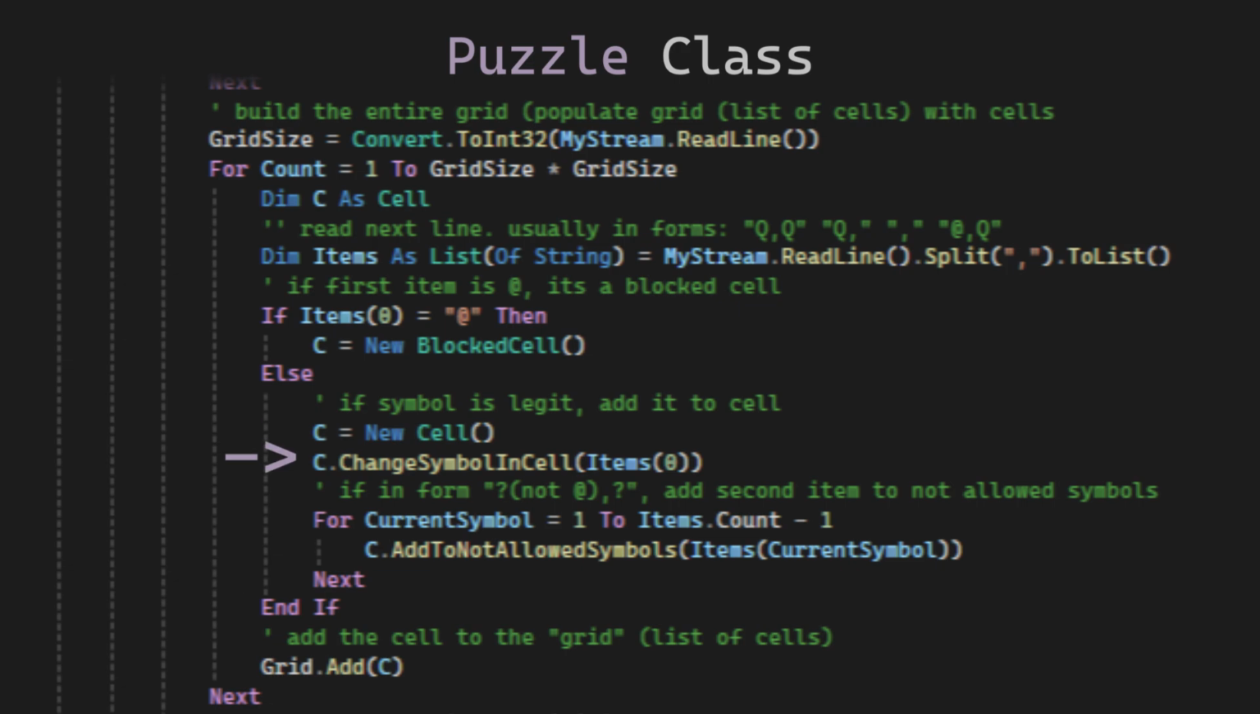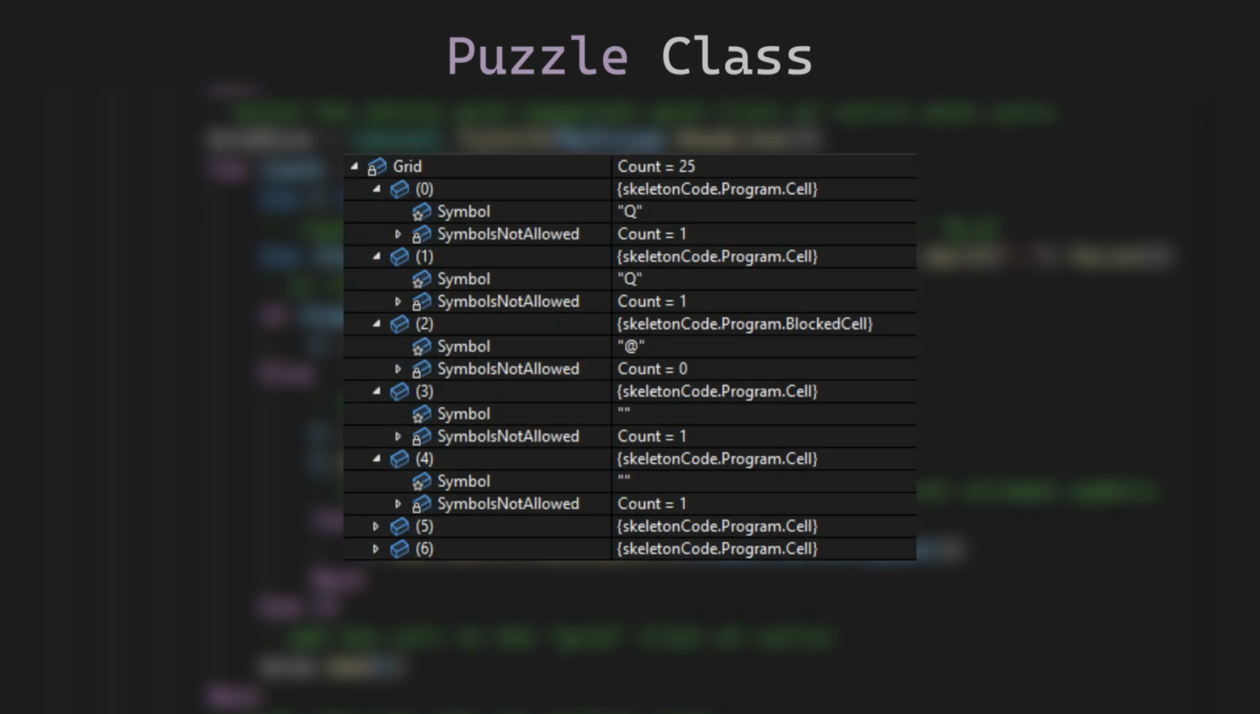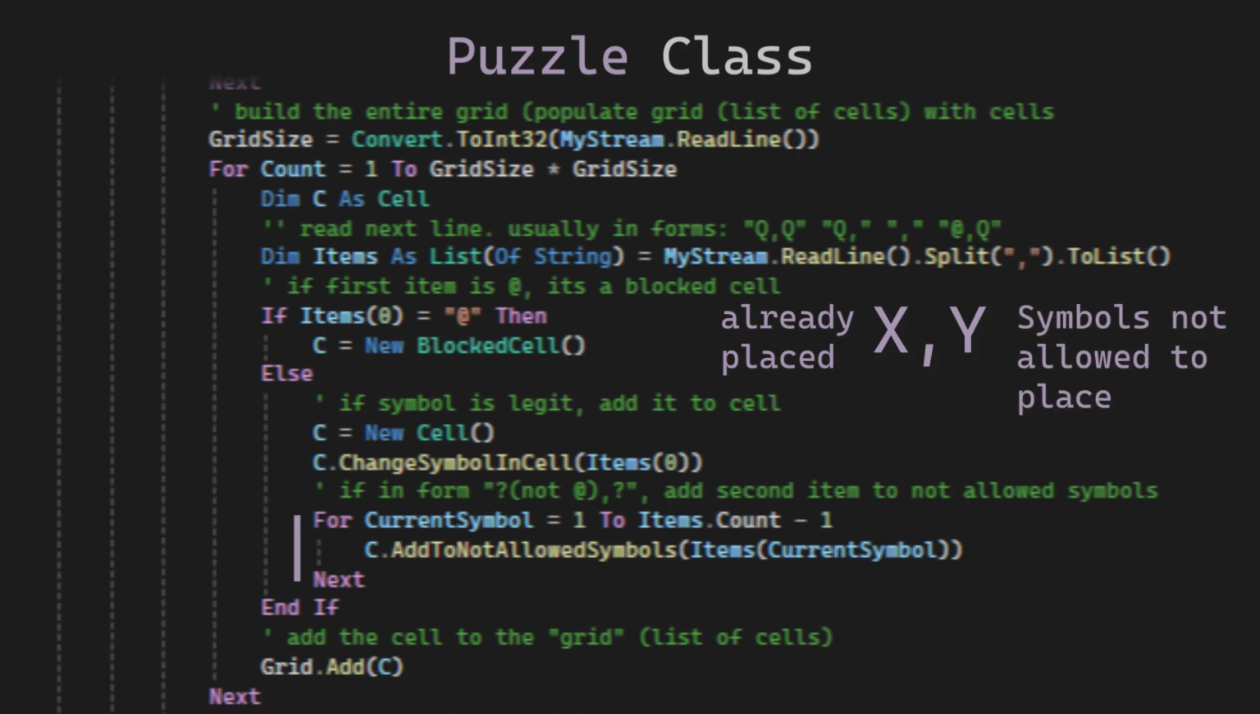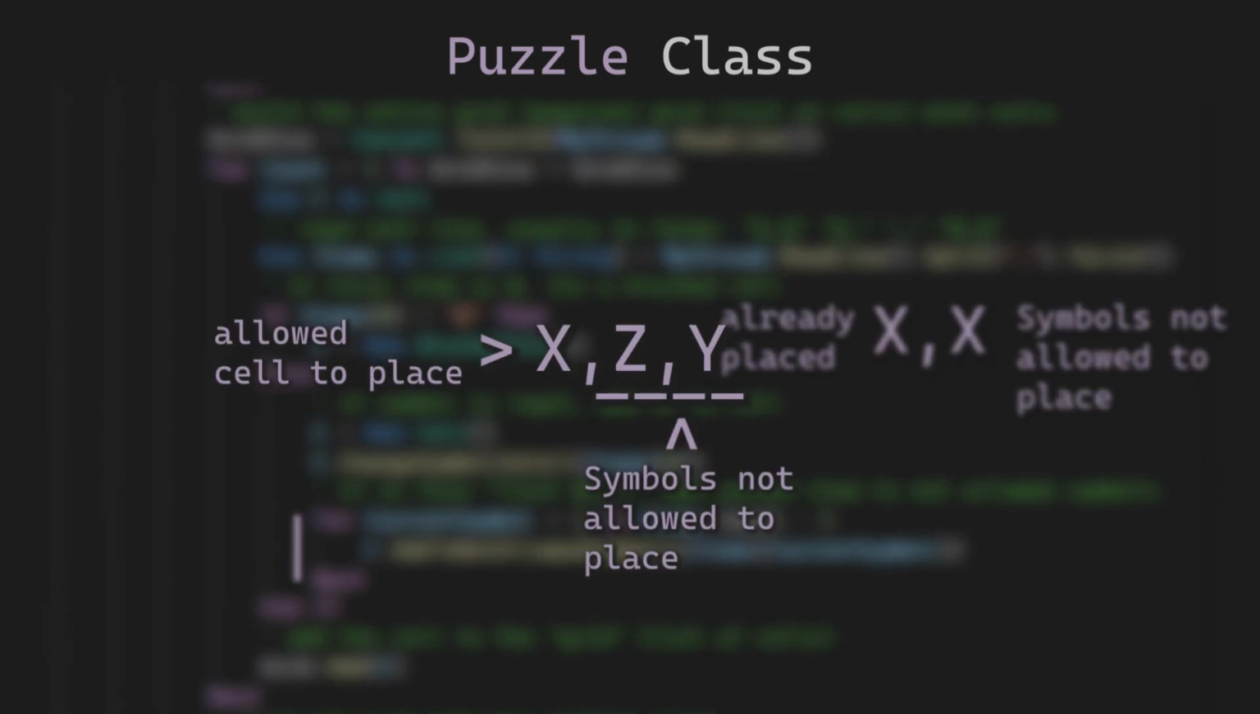We use the change symbol in cell method to assign that cell object's symbol field to the symbol we pass in. The next line adds symbols that are not allowed to be placed in that cell. If the line has 1 or more commas in it, the first item would be the symbol already placed in the cell, and the next items would be symbols not allowed to be placed in that cell. The pattern files don't utilize more than one blocked symbol, but they can. You just need to add another comma and the symbol.